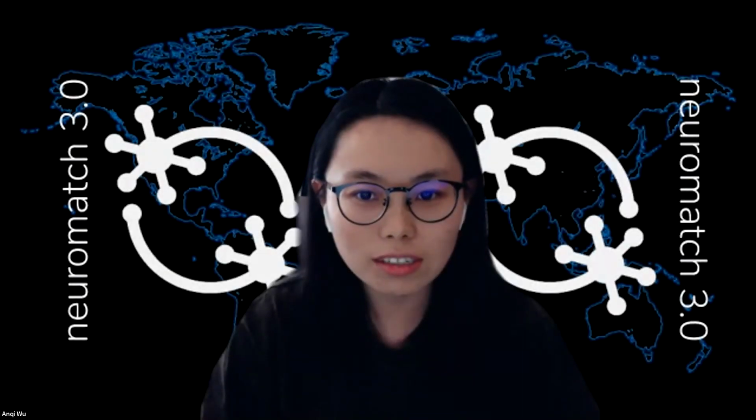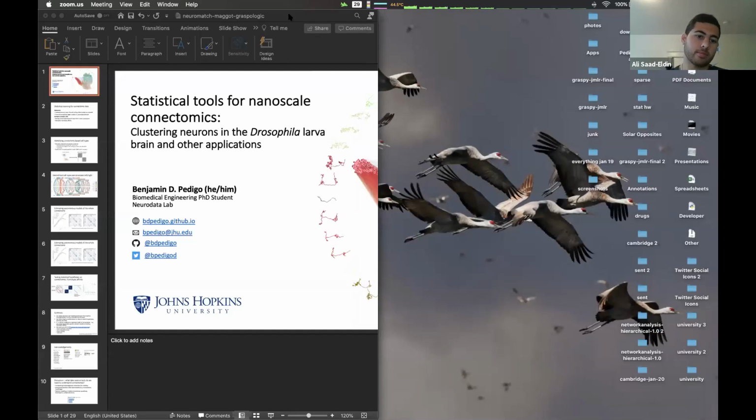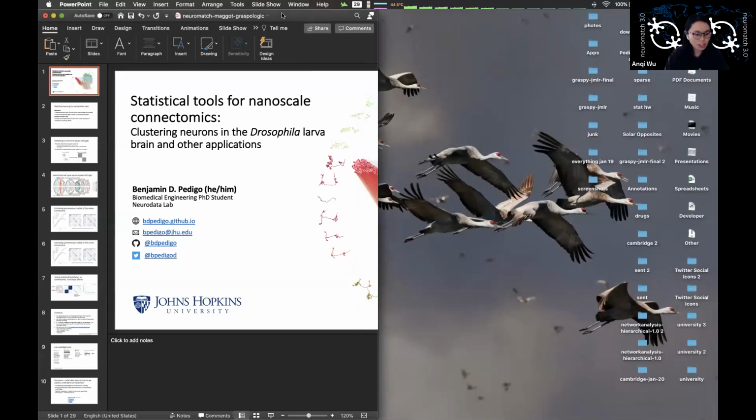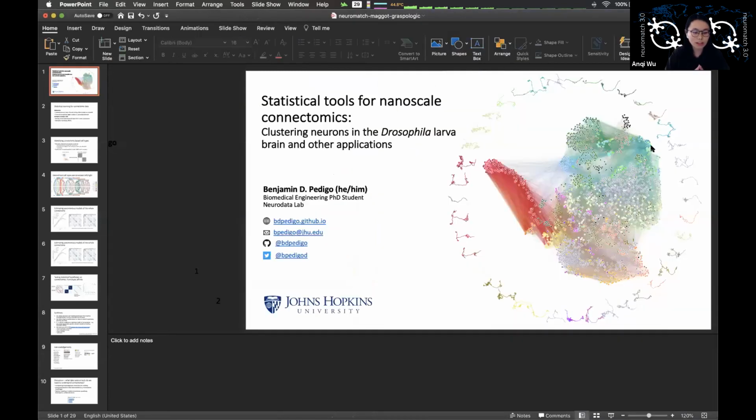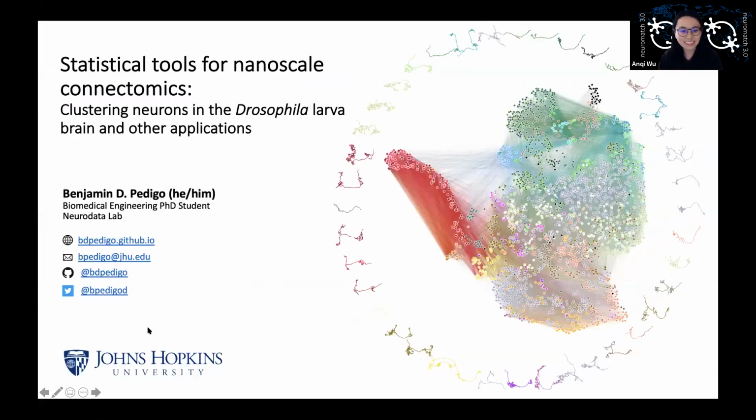Let's move on to the last talk for this session. I'm going to introduce Benjamin Pedigo. He's another grad student from Josh Wagenstein's lab, and he's going to introduce this cool statistical model for nanoscale connectomes. Okay.